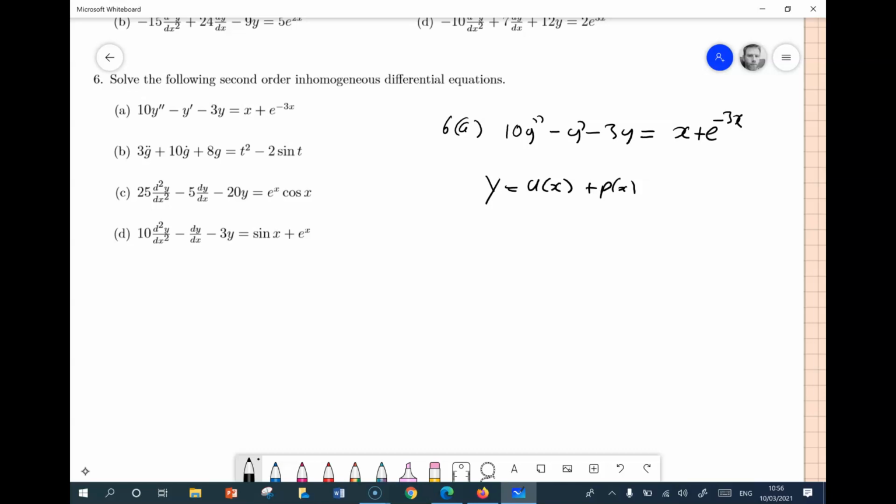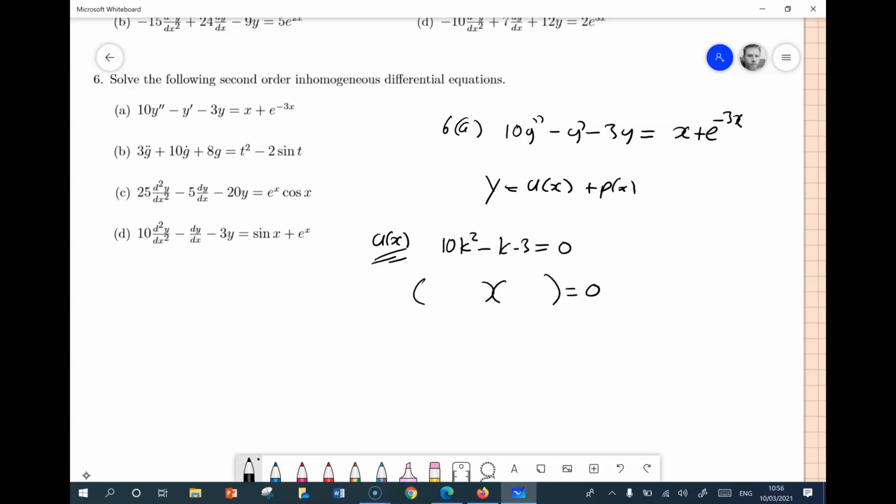So we'll just start off with our u of x, and as usual, that's going to be our homogeneous equation. So we write down the characteristic equation, which is 10k squared minus k minus 3 equals 0. Okay, and then we factorize to find the solution of this. You can use the minus b formula if you wish.